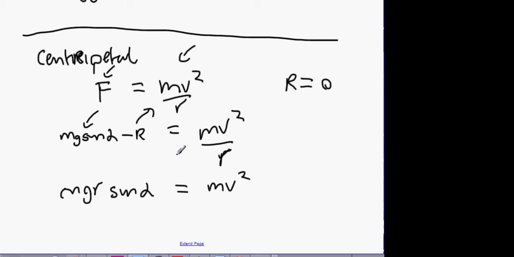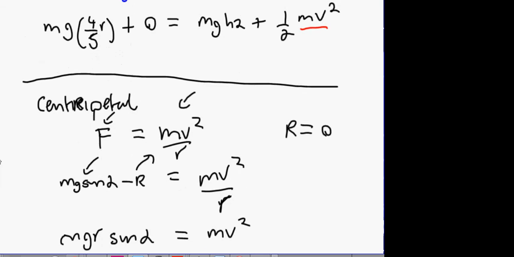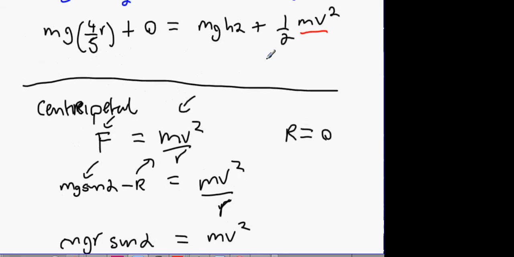We can see that this here has your mv squared. So I suppose what we could do is multiply both sides by 2. Okay? So this is meant to be 4 mgr over 5. I'm going to multiply that by 2, and I'm going to get 8 mgr over 5. I'm going to get 2 mgh2, and then I'm going to get mv squared.